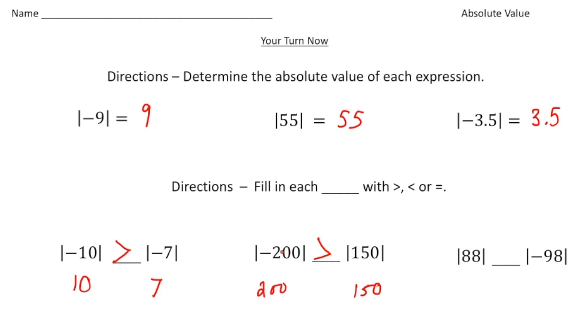And then finally, we have the absolute value of 88 and the absolute value of -98. Well, the absolute value of 88 is 88. The absolute value of -98 is 98. And because 98 is greater than 88, the absolute value of -98 is greater than the absolute value of 88. All right, how'd you do?